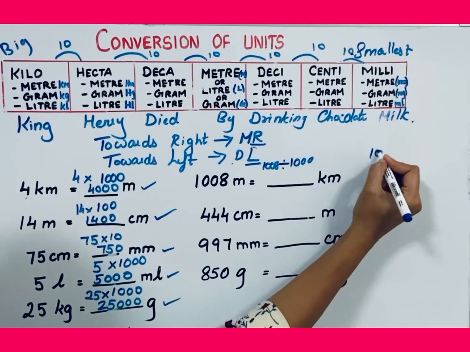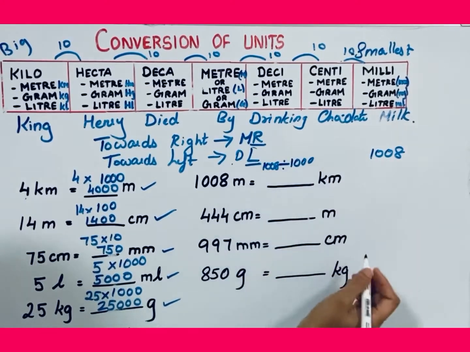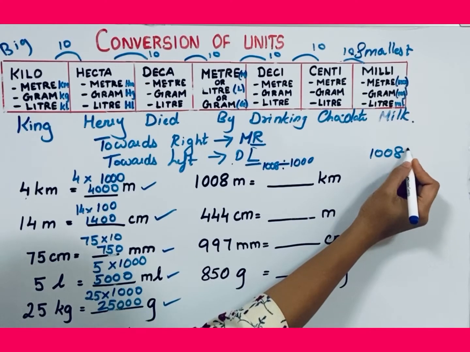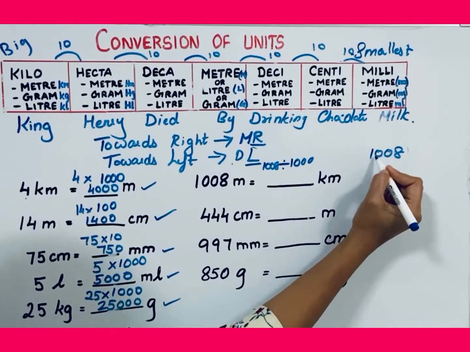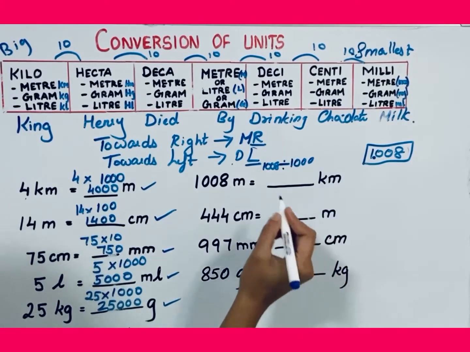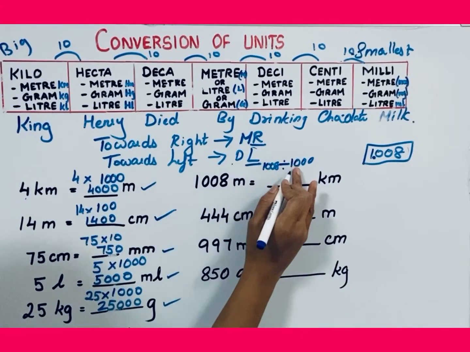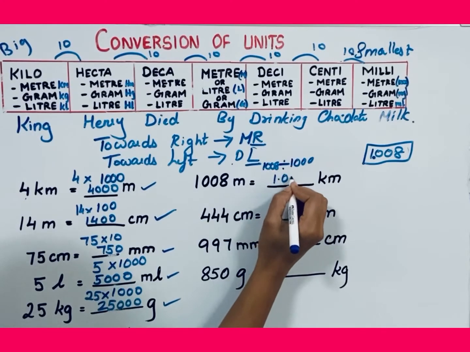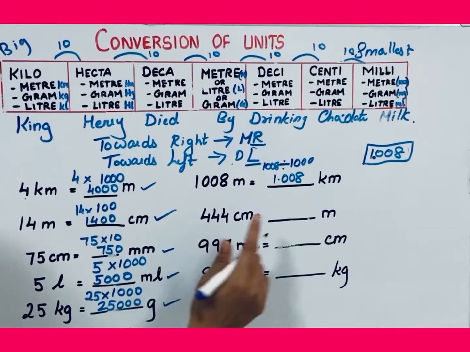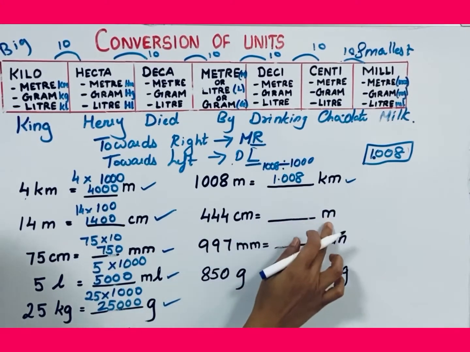If you need to divide a number by 1000, just move 3 times towards left. From here, move 3 times. 1, 2, 3 and put a point. This is the step to divide. So the answer is, if you divide 1008 by 1000, it's 1.008 kilometer.